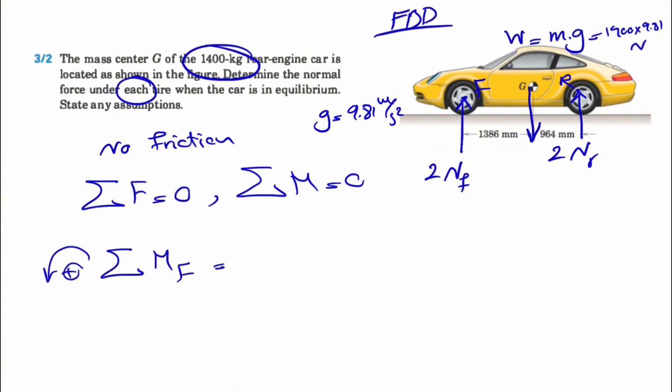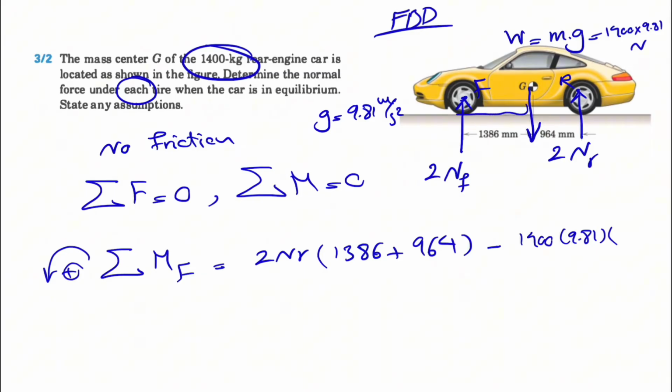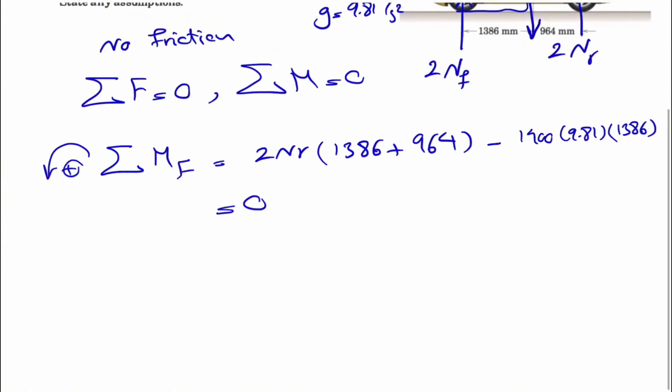So obviously we have the moment of the 2NR counterclockwise, so we have a positive moment, and the distance that we have is 1386 plus 964. We also have the moment of the weight, which is a clockwise moment, so we have a negative sign, so the force was 1400 times 9.81, and the distance that we have in here is what we have from here to here, which is 1386, equal to 0. From here we can find our NR, or the normal force under the rear wheels.